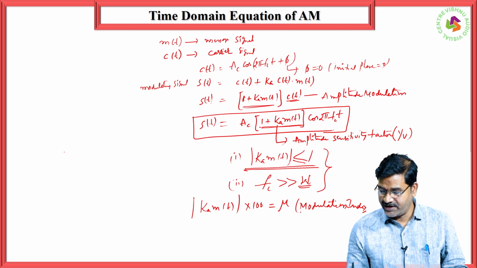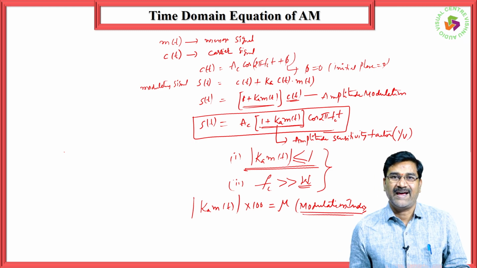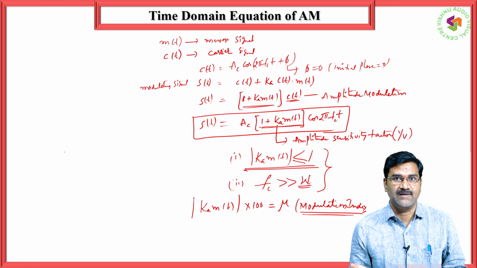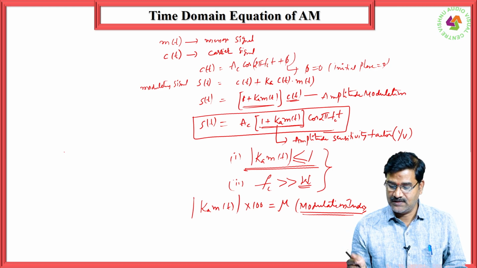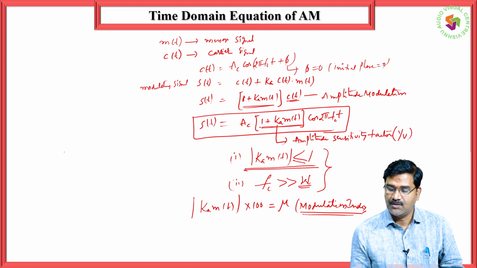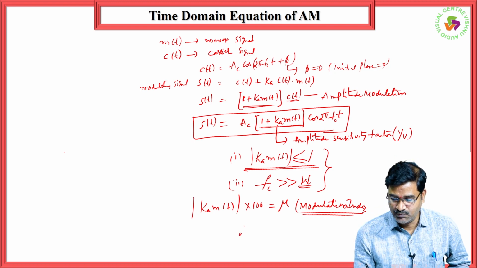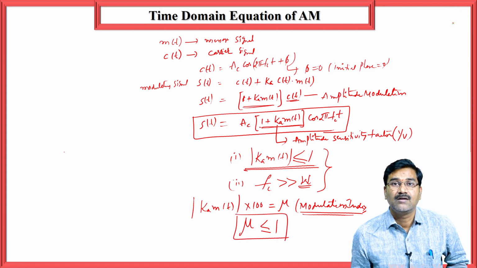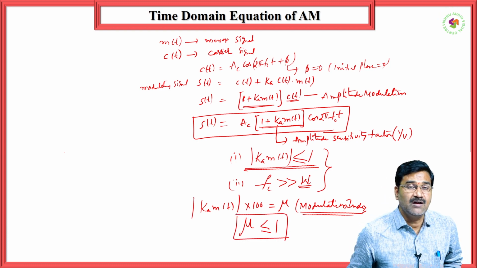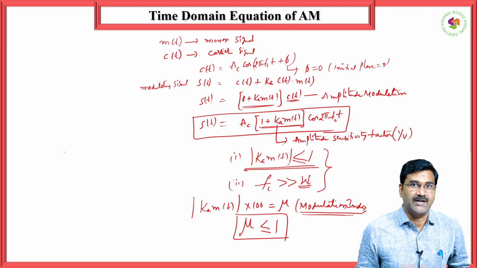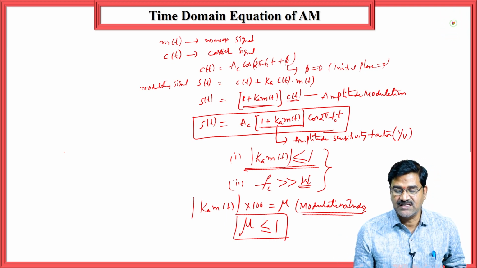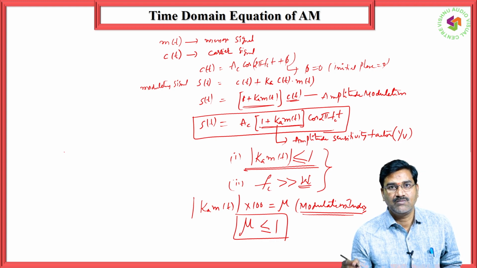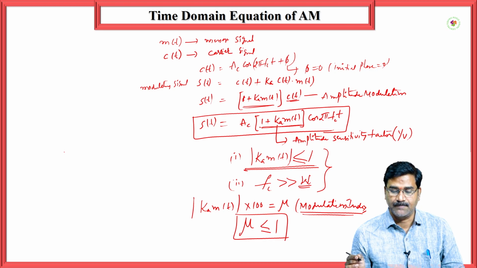So this modulation index will give you the characteristics of the modulated signal, how deep the modulation is. Always this mu should be less than or equal to 1 to get the signal demodulated by using an envelope detector. Now we will see the various cases where you will have mu equal to 1, mu greater than 1, and all those things, right?